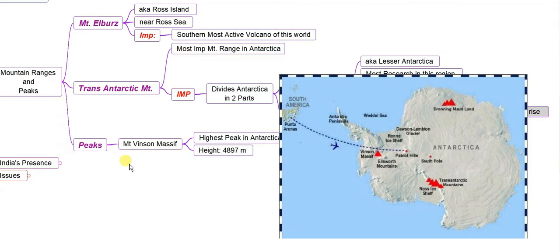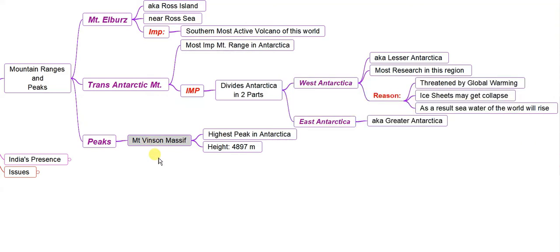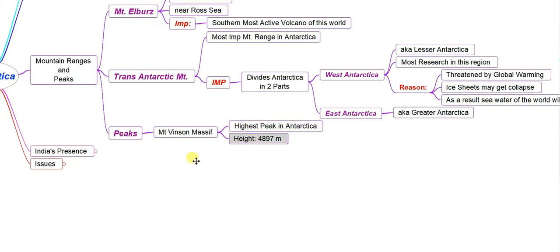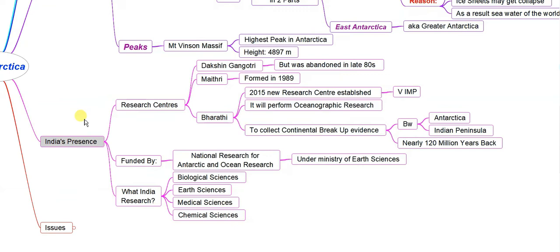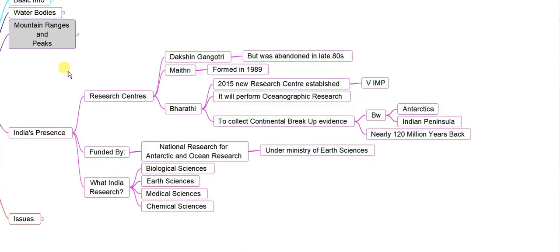अगर पीक्स की हम लोग बात करें, then there is Mount Vinson Massif, which is the highest mountain peak in Antarctica, with a height of 4,897 meters. अब अगर इंडिया के प्रेजेंस की बात करें तो इंडिया के रिसर्च सेंटर है तीन. सबसे पहला था दक्षिण गंगोत्री, बट वॉज अमेंडेड इन लेट 80s.